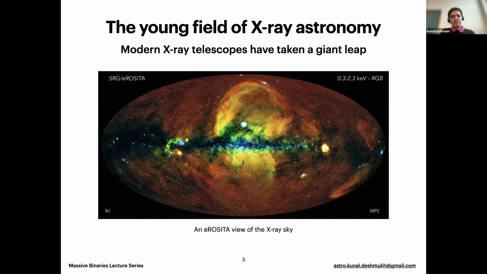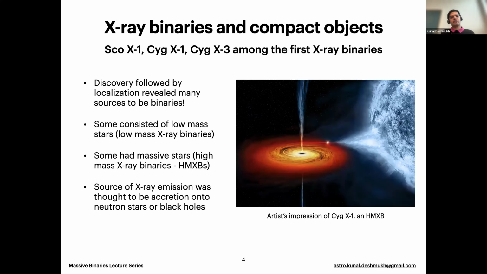But coming back to how things started, after these first few X-ray sources were discovered, it took quite some time to actually localize them. So basically, if you can tell the X-rays are coming from a certain part of the sky, you still need to know which exact star they are coming from. So to go from the part of the sky to the exact star took some time and effort.